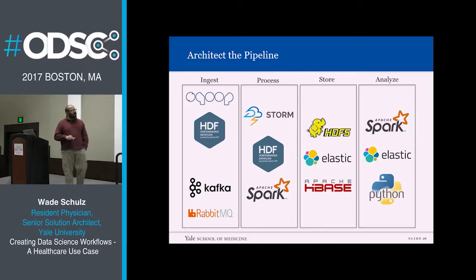The other thing that falls into that category is Kafka, a messaging queue. One other that we use, which is not technically part of Hadoop, is RabbitMQ, but it works very well as a messaging queue system as well. For processing, Storm, HDF, and Spark are three of the main applications that people look at. Storage: HDFS, Elasticsearch, HBase. And for data analysis, Spark, Elastic, Python, and a host of others that aren't listed here.